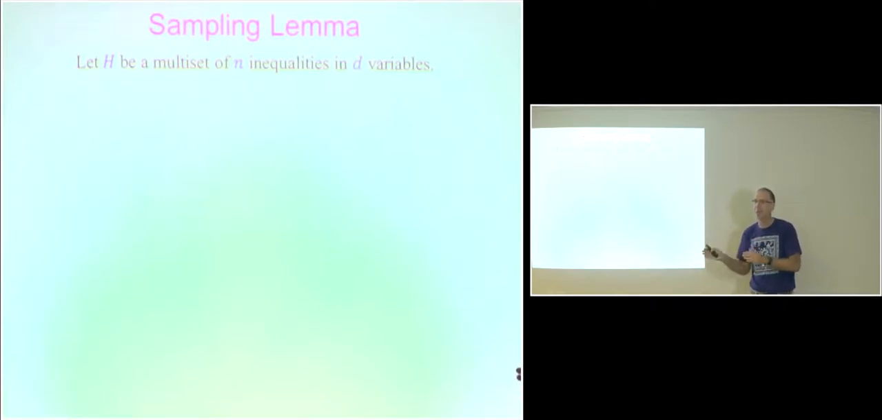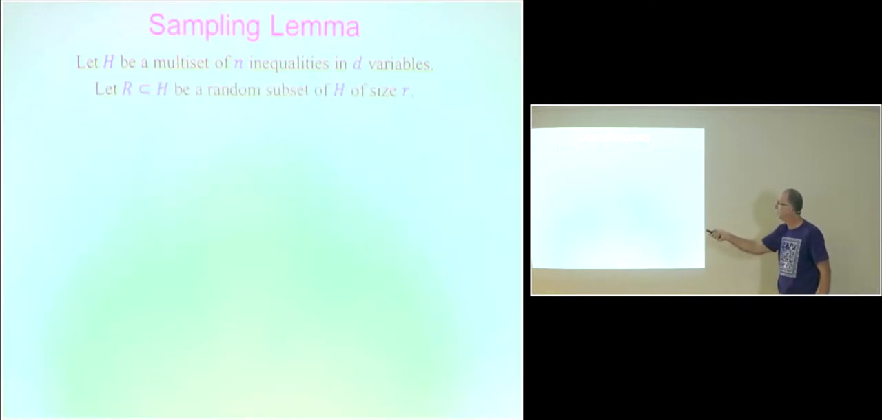For the running time of the algorithm, of course, we don't want to duplicate the inequalities. There's no point in doing that, but for the analysis, we can think that there are no weights, we just duplicate the inequalities, and then we just sample uniformly. So n is now not the number of original inequalities, this is how many inequalities we have at the start of a certain iteration. So let H be a multiset of n inequalities in D variables.